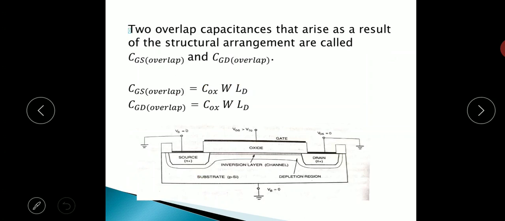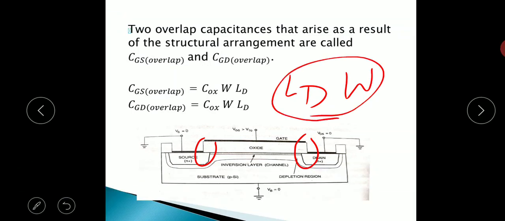The two overlap capacitances that arise as a result of the structural arrangement are called CGS overlap and CGD overlap, means these two regions, that is LD part. If someone asks the cross sectional area of that overlap portion, then we know the length is LD and width is W. So this is the cross sectional area. So the capacitance of gate to source overlap portion is Cox into W into LD, and it is the same for capacitance of gate to drain overlap.